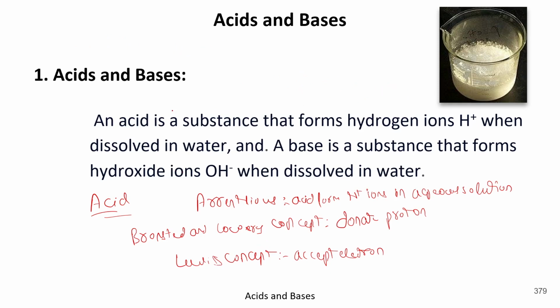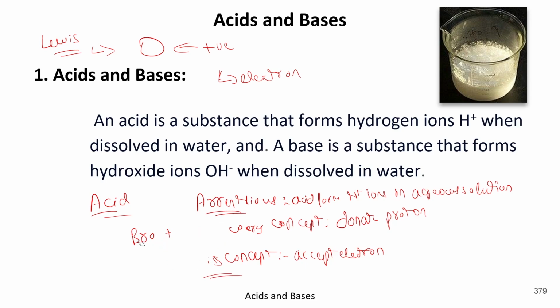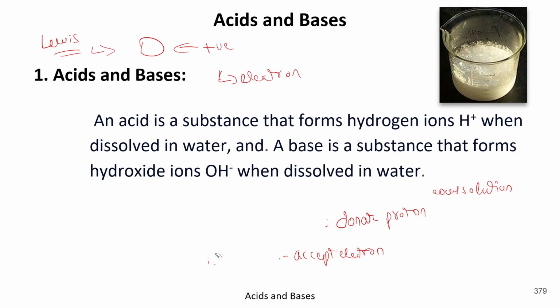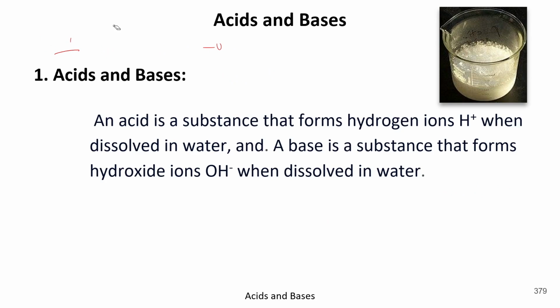Thereafter, the next is Lewis. Lewis said if this is an acid, then it will attract the negative particle, which is the electron. Okay, so these are the theories given by Arrhenius, Bronsted and Lowry, and Lewis. Got it? Now, what about bases? For the bases, these three people also gave some theories.